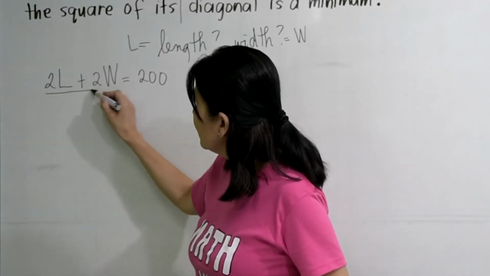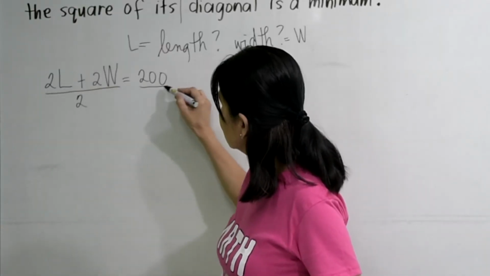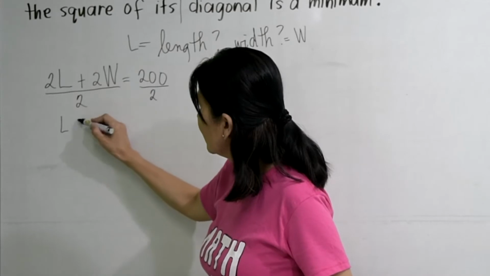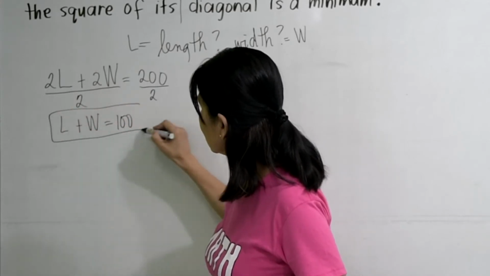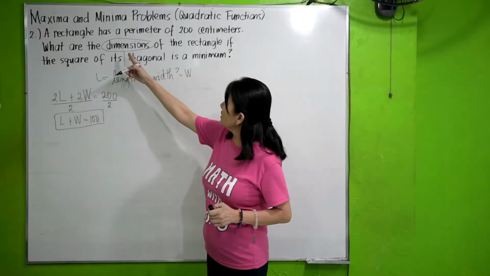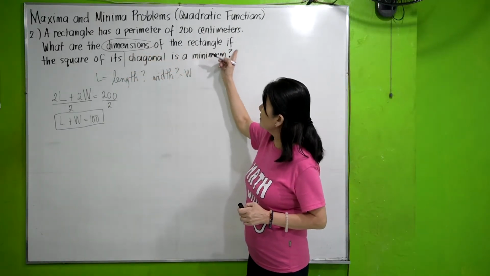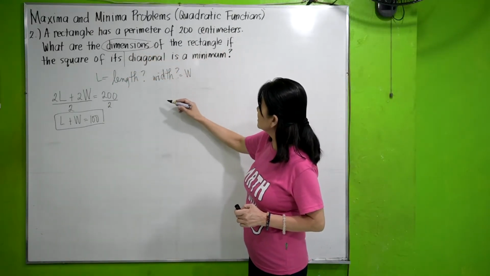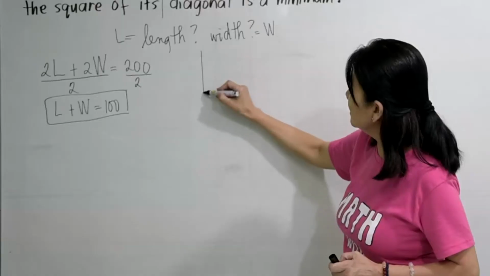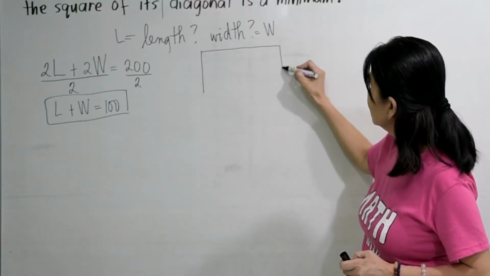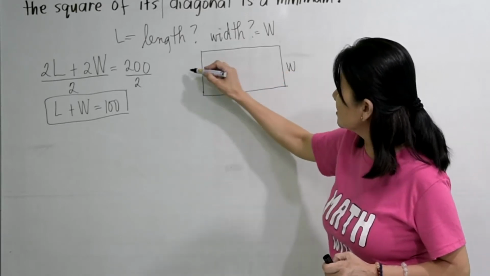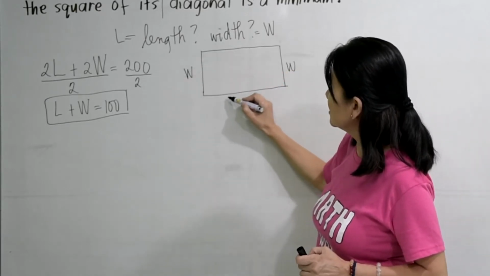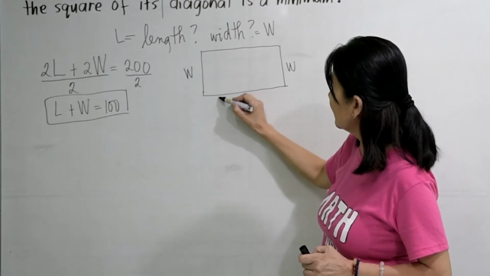We can simplify this. So we can have here L plus W equals 100. That's our first equation. Next, what are the dimensions of the rectangle if the square of its diagonal is a minimum? Let us draw a rectangle. There. So this is your W. This is also your W. This is going to be your length.